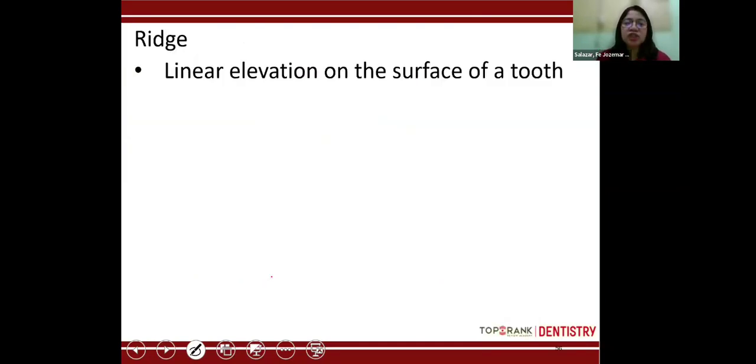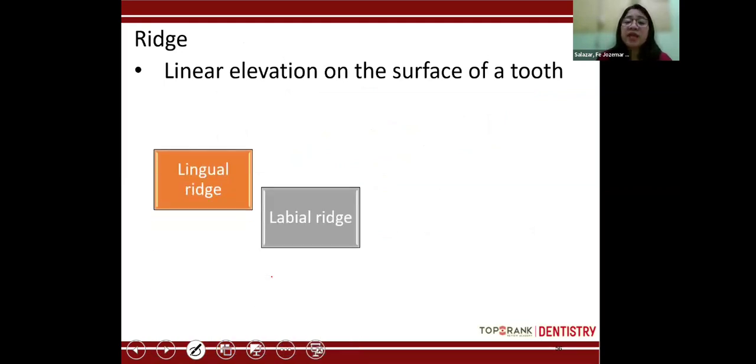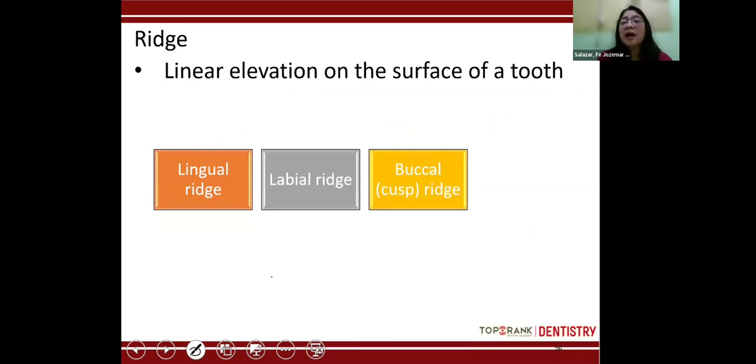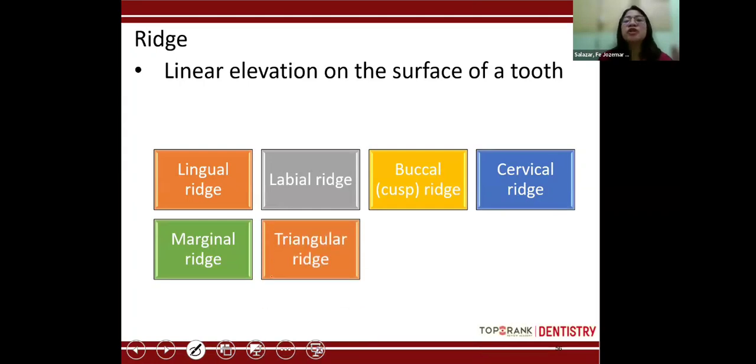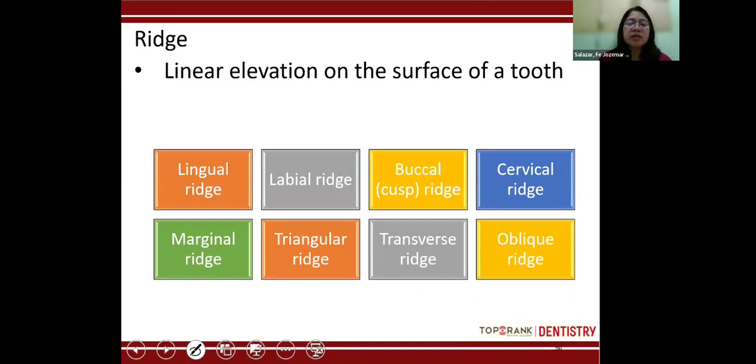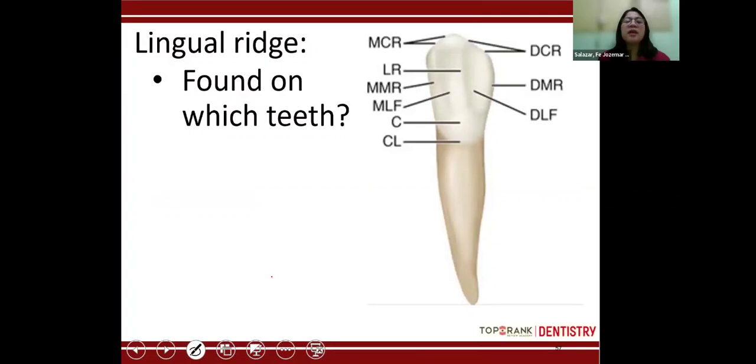Okay. So ridge. These are linear elevations on the surface of a tooth. Okay, so what are the different ridges? Lingual ridge, labial ridge, buccal or cusp ridge, cervical ridge, marginal ridge, triangular ridge, transverse ridge, and oblique ridge. Okay, now, lingual ridge. Anong anterior ang merong lingual ridge? So in anteriors, ano yan? Yes, canines. Both maxillary and mandibular.